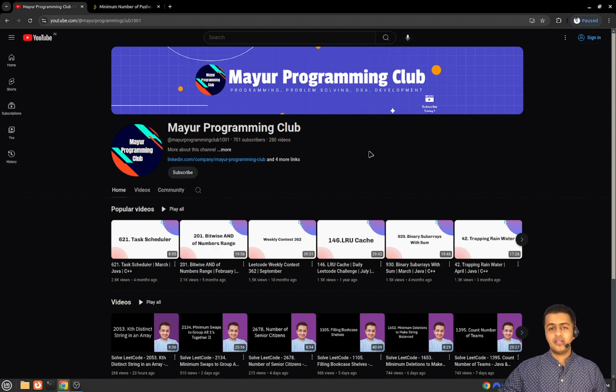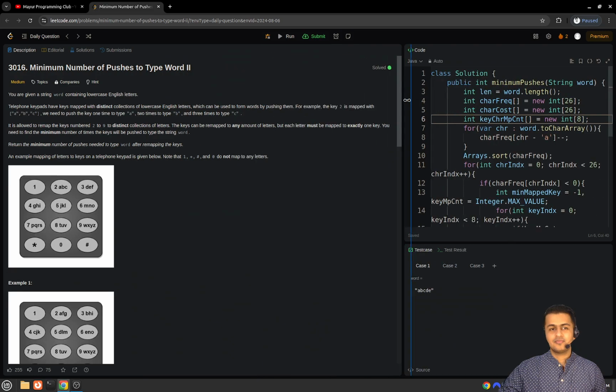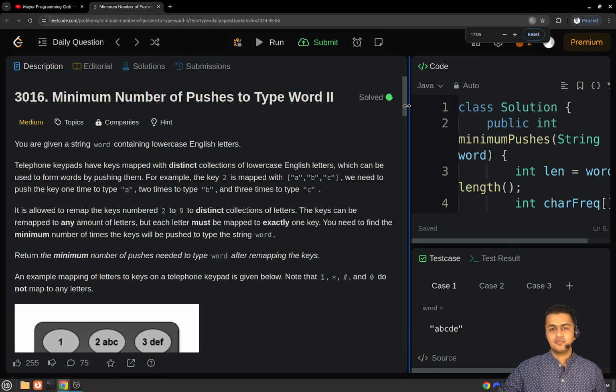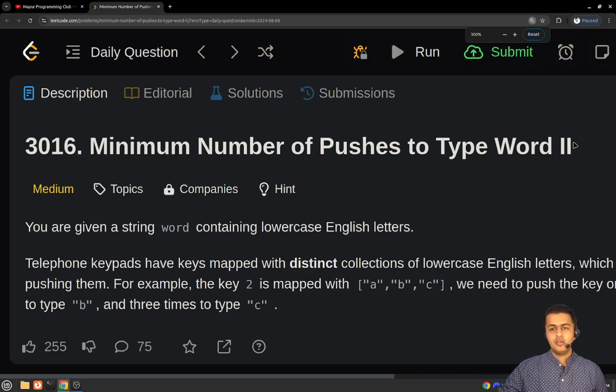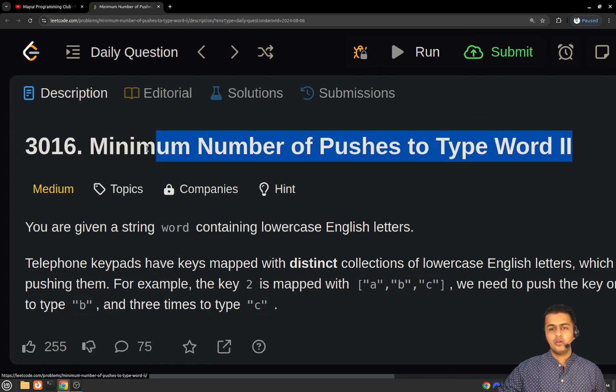Today we will be solving another daily LeetCode problem, and the problem's name is Minimum Pushes to Type Word Part 2.